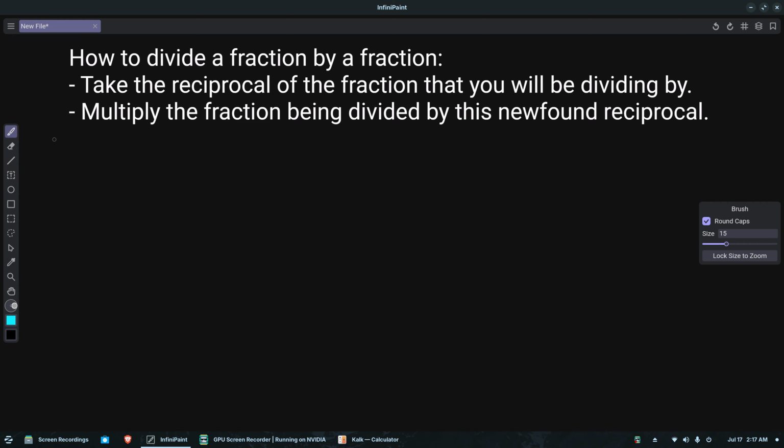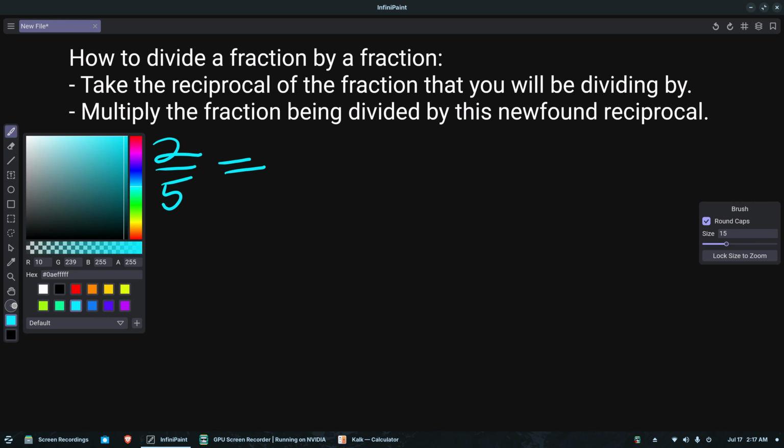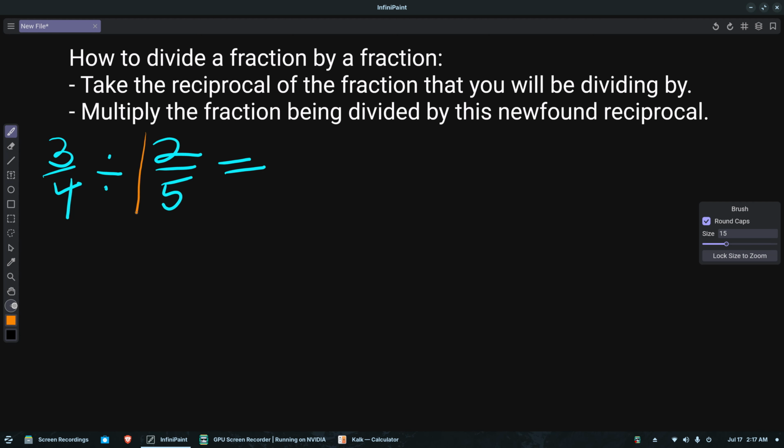So let's say we had 3 over 4. We are going to divide this by 2 over 5. Well, how would we do it? Well, we would start by taking the reciprocal of 2 over 5. And basically all you do to get that is you just flip it over. So 2 over 5 becomes 5 over 2.